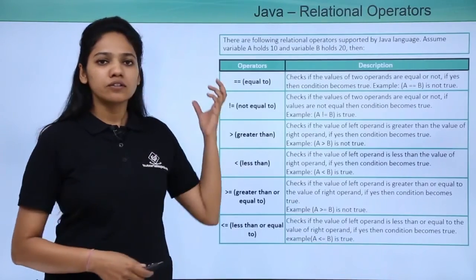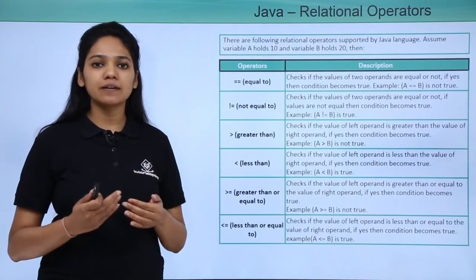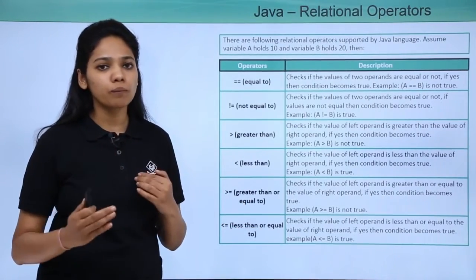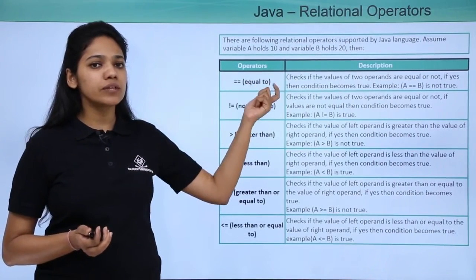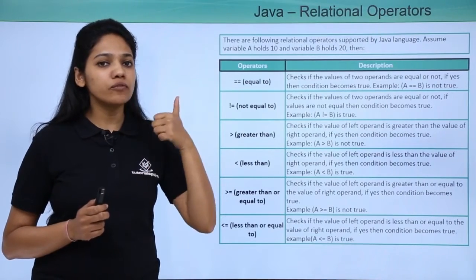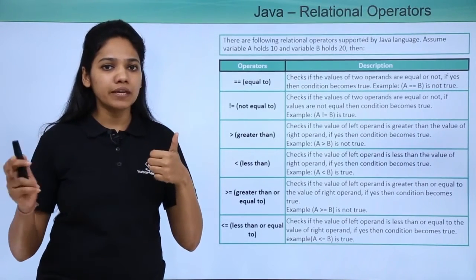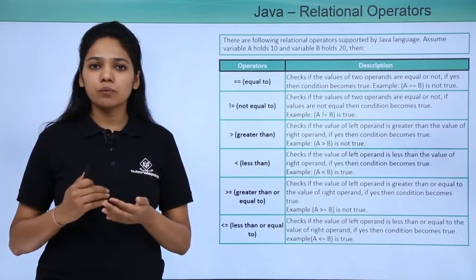There are a few relational operators provided in Java which help us in better understanding the operations between the operands. The first one is equal to. It calculates whether the value of A is equal to B. If it is, then it provides true. If not, then it will provide false.